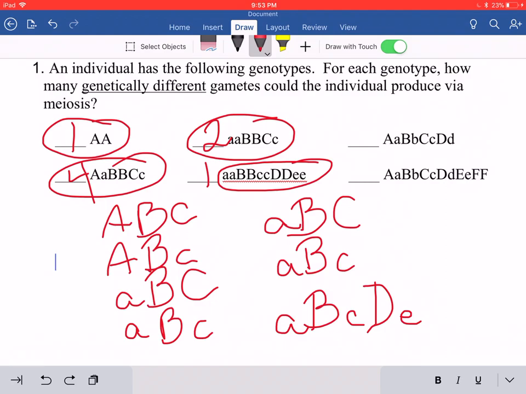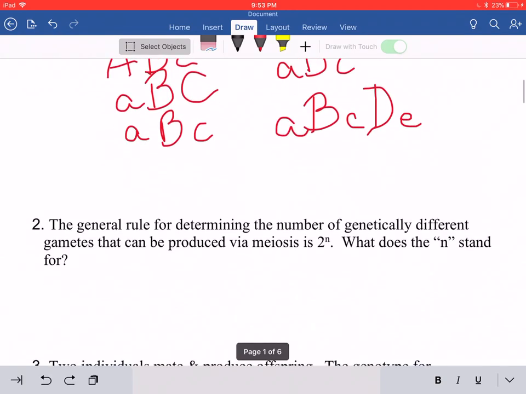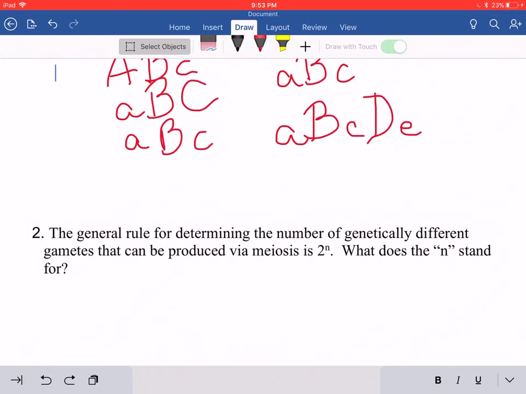Now, when you look at these last 2 examples, you might start to think, oh my goodness, I have to sit here and create all of these different combinations of alleles that can be created. This could go on forever. So I want to jump down to question 2 because there is a shortcut in how to do this. So let's look at this question. The general rule for determining the number of genetically different gametes that can be produced via meiosis is 2n. So that's 2 to the n.